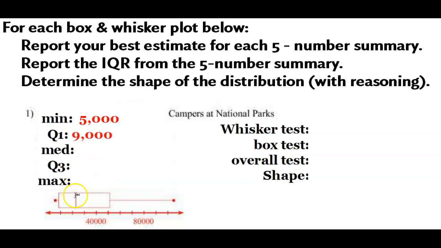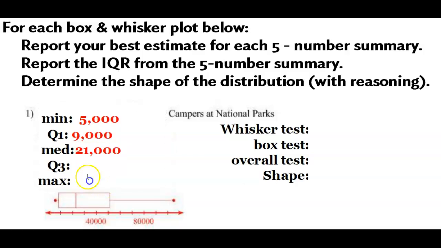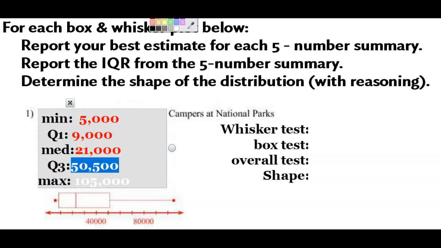Alright. The median, that's where the line is that's inside the box. So that's 10, 20, a little bit more than 20,000. I guess 21, but anything that's a little bit more than 20,000 would be fine. I'm not going to be super picky on estimates. The Q3 is where the box ends, so that's going to be just more than 50,000. Again, rough estimate.